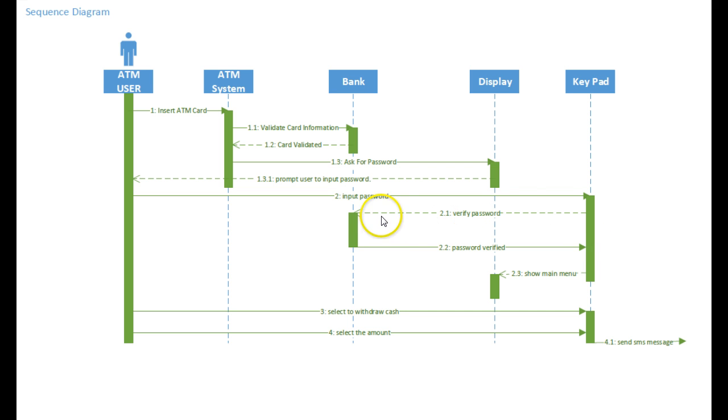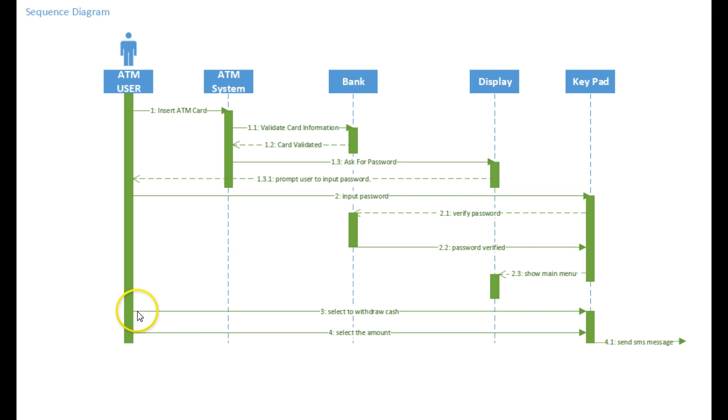So the verify password is a response back to the user inputting their password, and then the bank is originating a message to tell the keypad that the password's been verified. The 2.3 is the keypad tells the display to show the main menu.